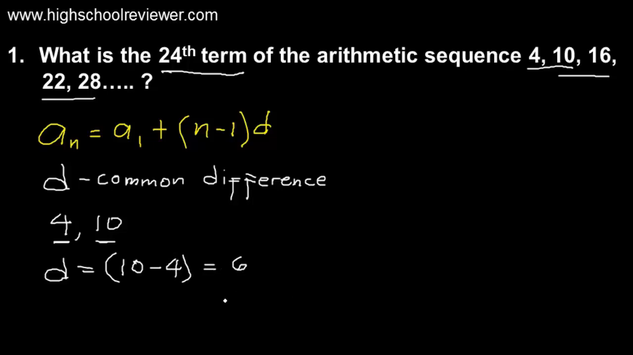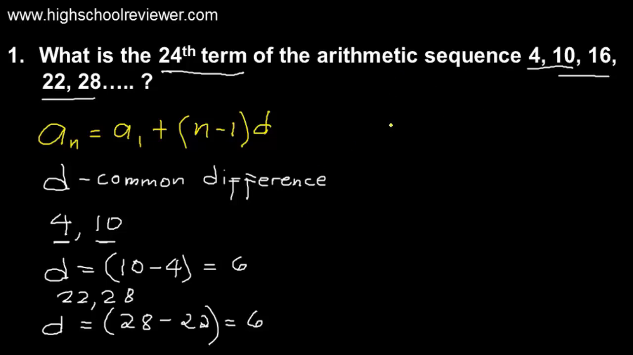So d is constant. No matter which consecutive terms you subtract, the answer is still the same. Let's take for example 22 and 28. Our d here will be 28 minus 22, so our d is still positive 6. Since we have the value for d, we can now find the 24th term.